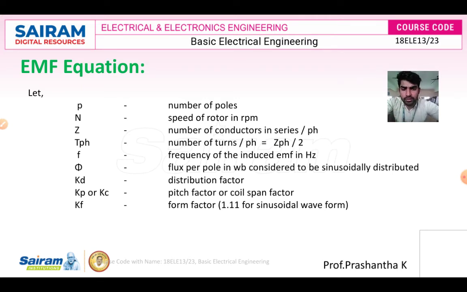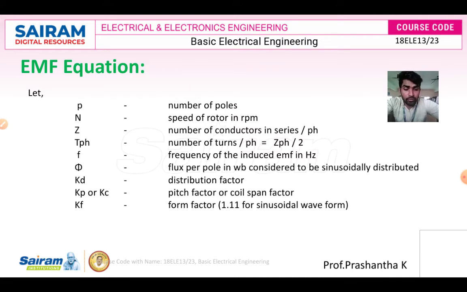Z is the number of conductors in series per phase, or Z is the total number of conductors, that is, the number of slots times conductors per slot. T phase is the turns per phase, that is Z phase by 2, and f is the frequency of induced EMF in hertz. I told you, right? Frequency of induced EMF means the number of cycles per second. f is equal to P into Ns by 120, right? So that is the frequency.